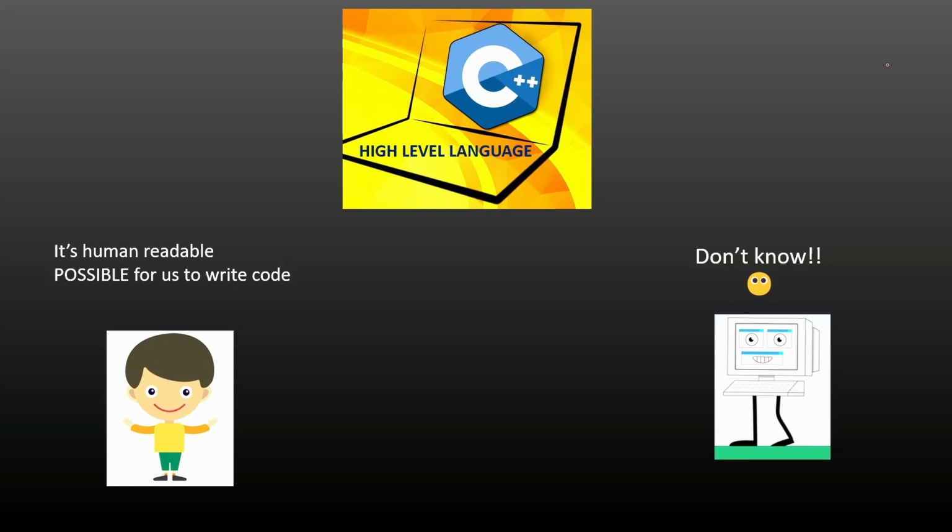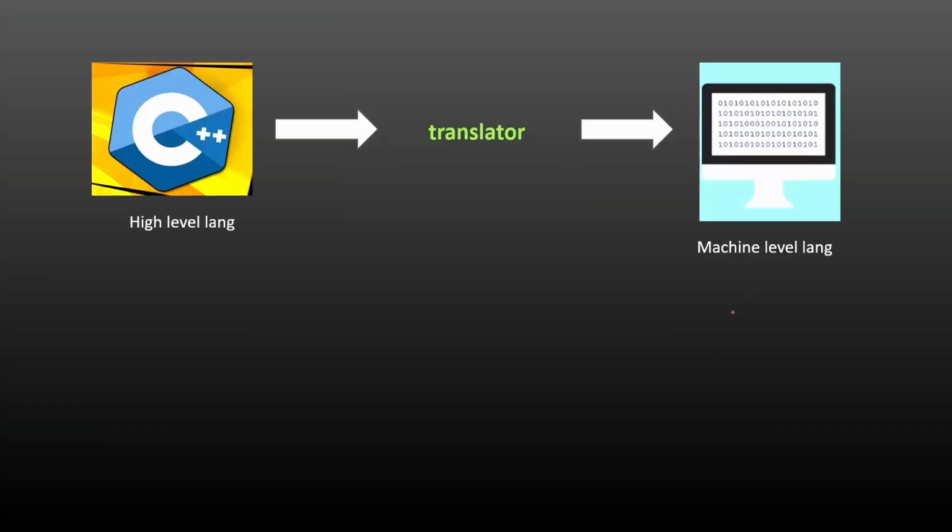Here comes a new term to help us, that is high level language. High level language is human readable. It is possible for us to write code in it. The example of a high level language is C++. We will learn this language, but here the problem is it is not readable by the computer or machine. So we need a translator between the high level language and machine level language. Here the translator is nothing but a compiler.